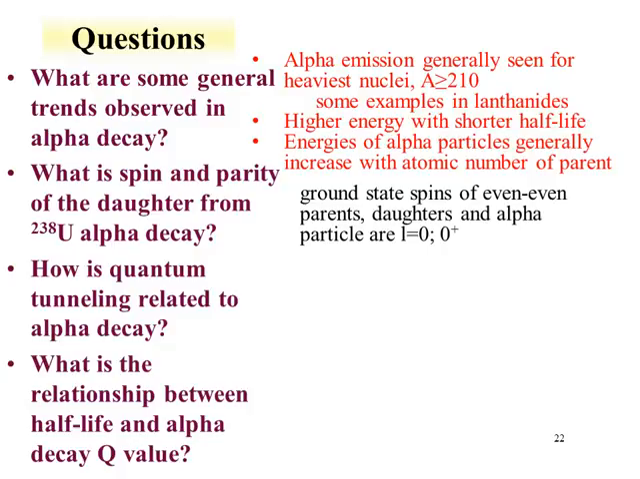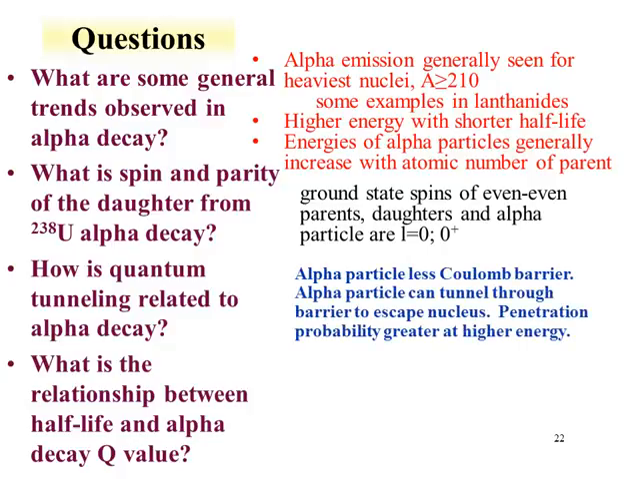Even nuclei have a spin and parity of 0 plus. How is quantum tunneling related to alpha decay? A topic that's popular in quantum mechanics. We know that the alpha particle energy is less than the Coulomb barrier. So somehow the alpha particle can escape from the nuclear potential with less energy than the potential itself. And this occurs by the alpha particle tunneling through a portion of the barrier. The penetration probability of the alpha particle is greater at higher energy, and that relates to a shorter half-life.